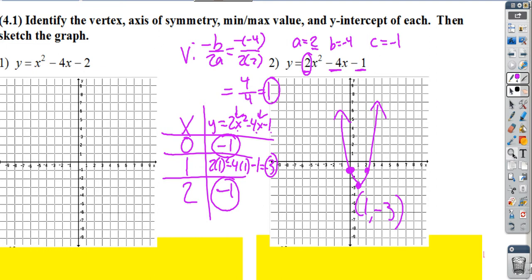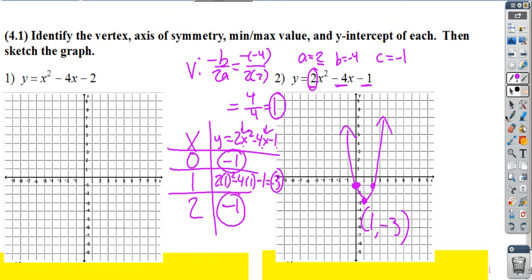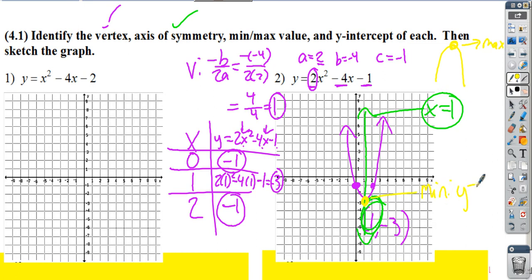Okay, now let's find the other things. We found the vertex. Vertex is 1, negative 3. The axis of symmetry is this green line that's going right through the vertex. It's symmetrically cutting it in half. What's the equation of that line? X equals this number. X equals 1 would be the axis of symmetry. Does this have a min or a max? Well, it actually has a minimum. You can see that's the lowest point on the graph. If the parabola opened down, that would be the max value. But this is a min. What is the min? The minimum is y equals negative 3. That's this number right here.